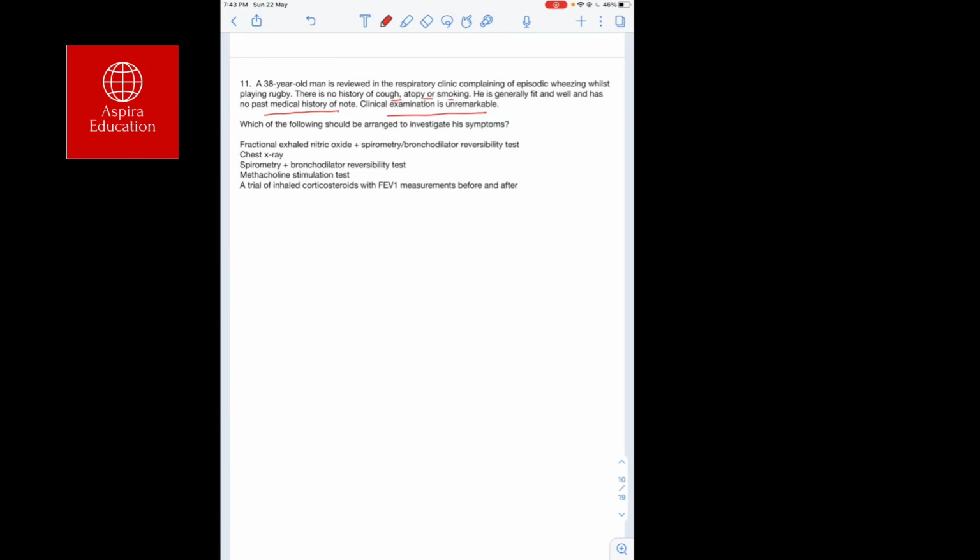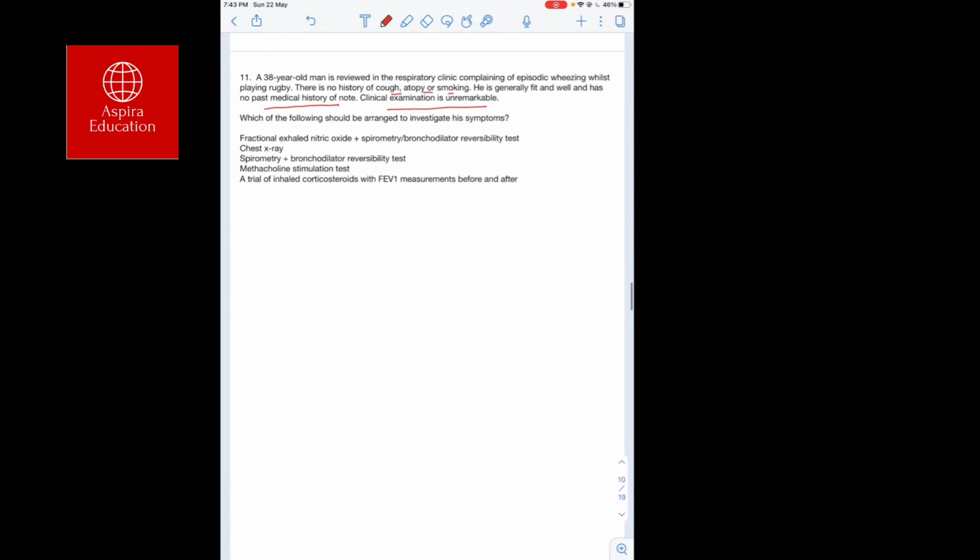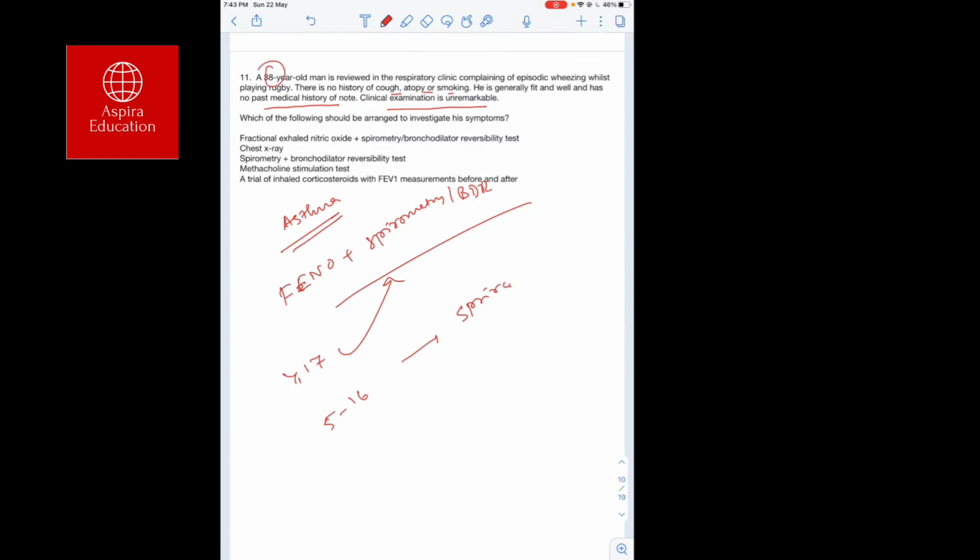Okay. So basically, this is a case of asthma, and as per the British Thoracic Society guidelines 2016 and NICE guideline 2017, the idea is FeNO plus spirometry and bronchodilator reversibility. We have discussed this a while ago. For more than 17 years of age, we will be going for this. For 5 to 16 years of age, we will be going for spirometry first. So the age is important. It is a 38-year-old person, so it's spirometry plus BDR.